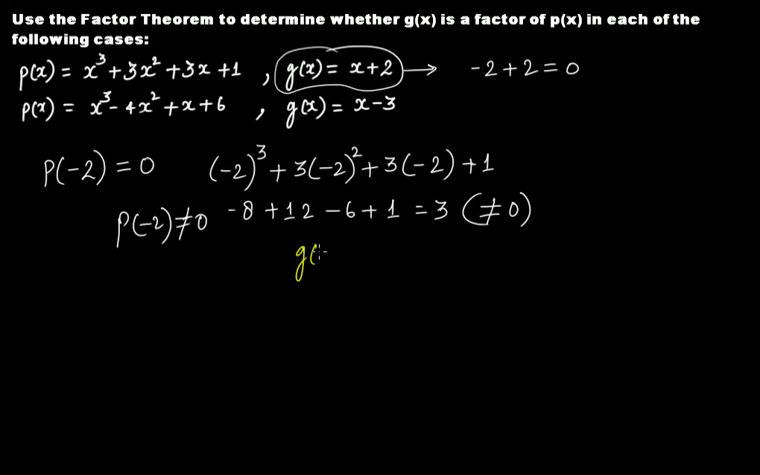Okay, in the same way, for the second one, your g(x) is equal to x minus 3. So if g(x) is equal to x minus 3, it means that its zero will be 3, because if you put 3 at the place of x, this polynomial becomes 0.